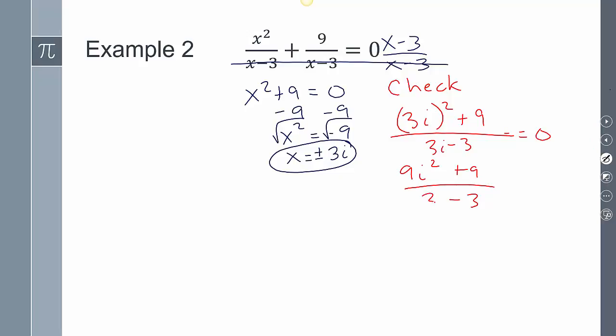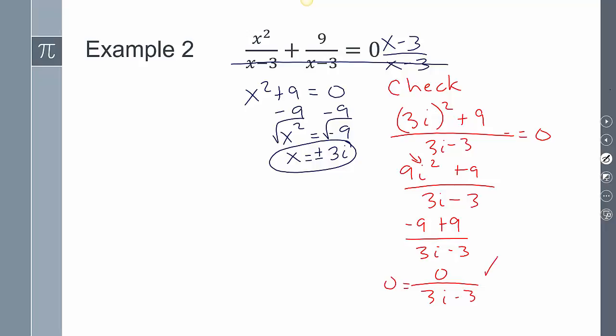But I was thinking ahead. And so the 3i and minus 3, that doesn't cancel out. But I know that this i squared is going to be negative 1. And so I'm going to get negative 9 plus 9, because negative 1 times 9 is negative 9, over 3i minus 3. And so that gives me 0 over 3i minus 3, which is 0.